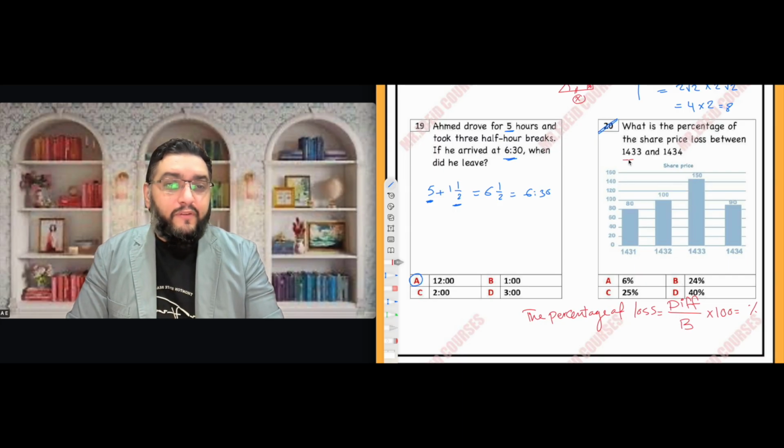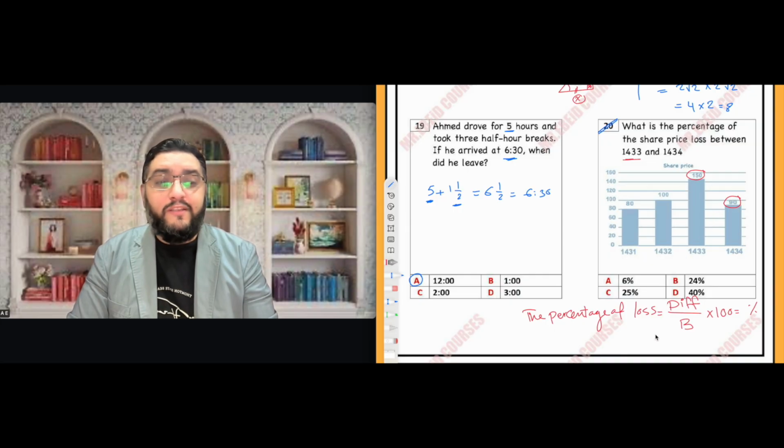So we have 1433, which is 150, and 1434, which equals 90. Find the difference between both numbers. It means 150 minus 90, which equals 60, over the bigger number. The bigger number is 150, times 100, and the answer will be in percent.